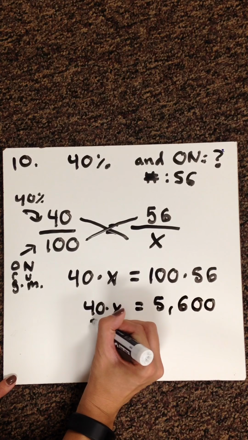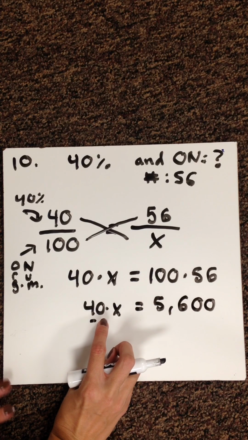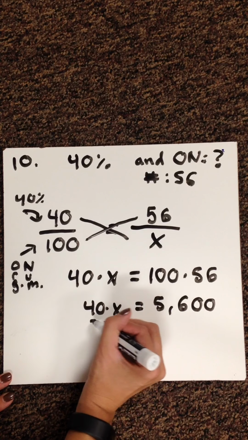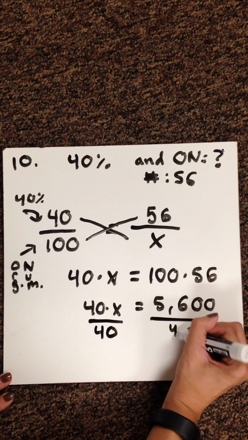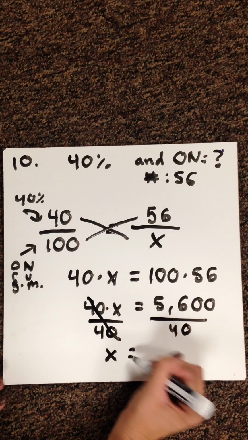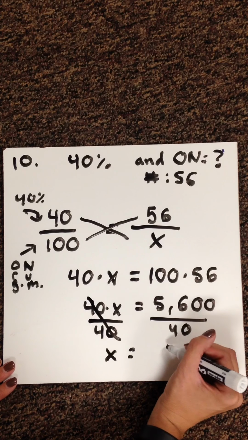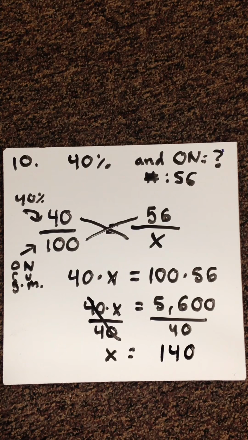Okay, now I'm just simply wanting to get X by itself. It's combined by multiplication. You should be saying to yourself, divide. You don't divide by 5,600. You divide by whatever is next to X. So you divide by 40. Okay. So those cancel out, you're left with X, okay? And then on the other side, you have 140. One of your zeros canceled out, 560 divided by 4 would be 140.